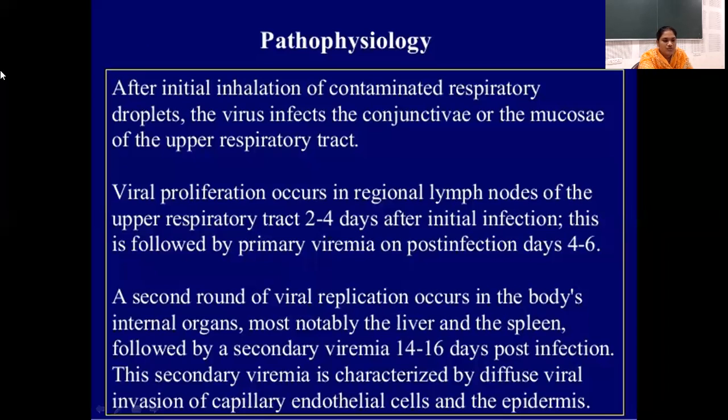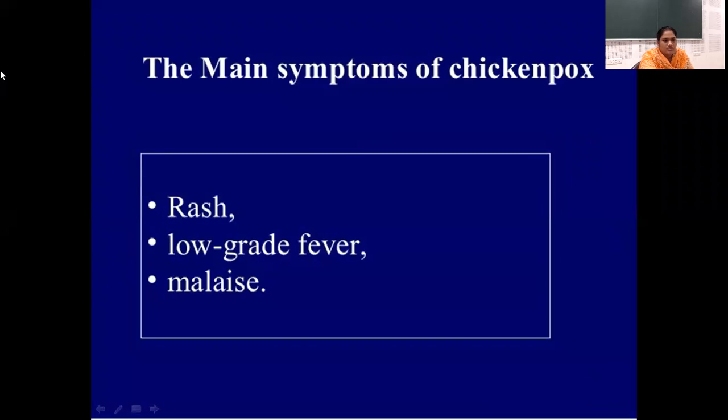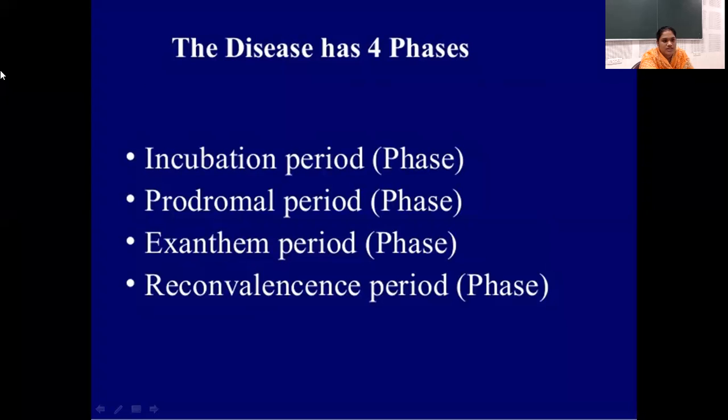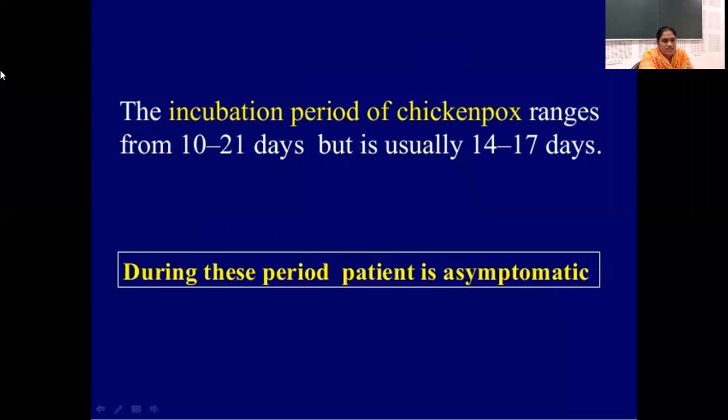The second round of viral replication occurs in the body's internal organs, most notably the liver and the spleen. And later, in the secondary viremia, it is characterized by diffuse viral invasion of the capillary endothelial cells and the epidermis. So the main symptoms are rash, low-grade fever, and malaise. Incubation period. Usually, these are the stages.